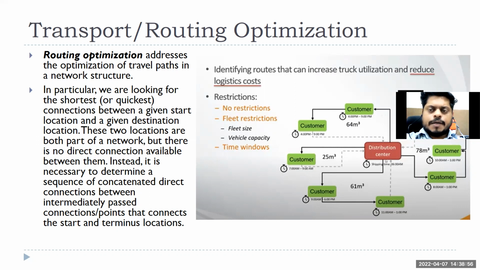Any FMCG company, every day in day out they want to solve this problem. If I have a plant and from the plant it will go to 300 distributors, right? How many trucks do I require every day? Which route should they take, right?